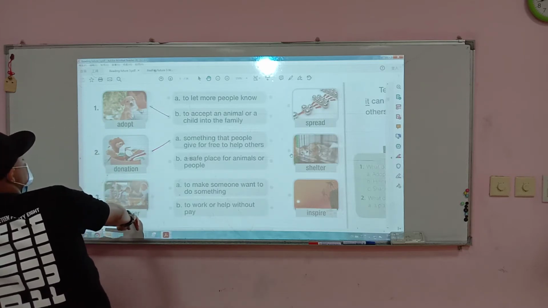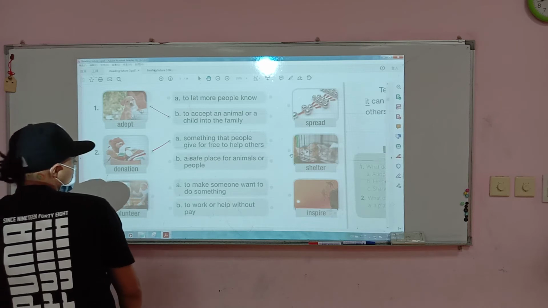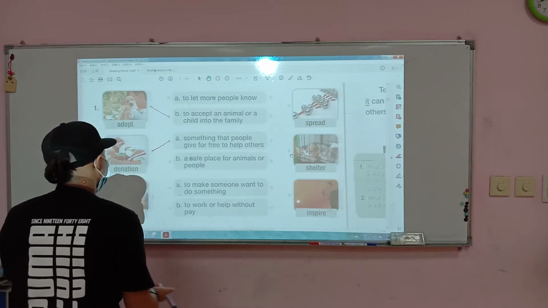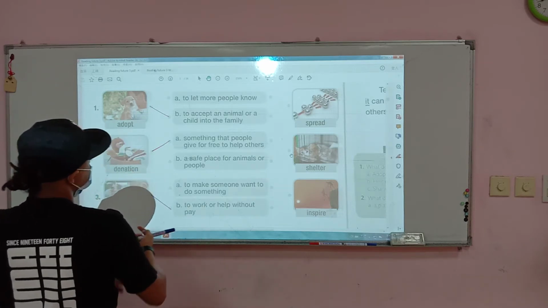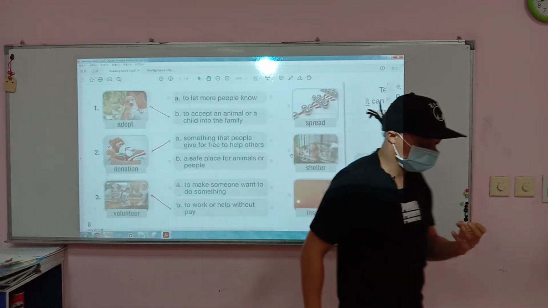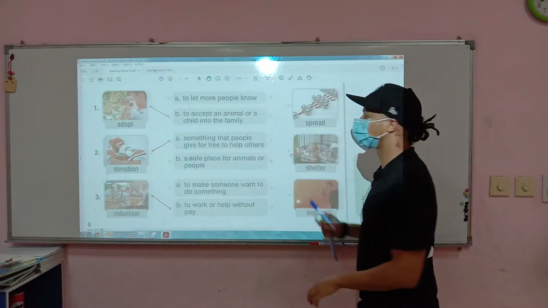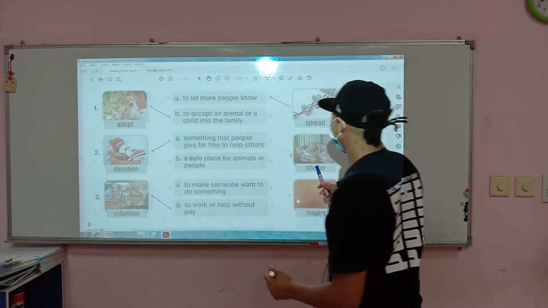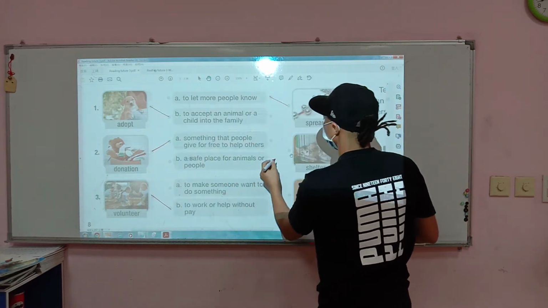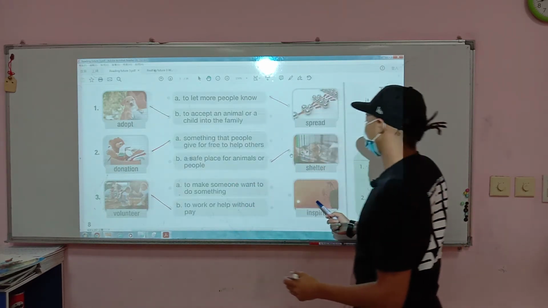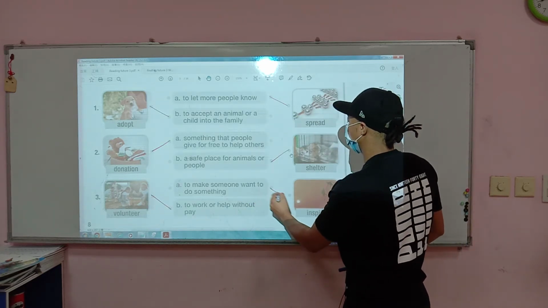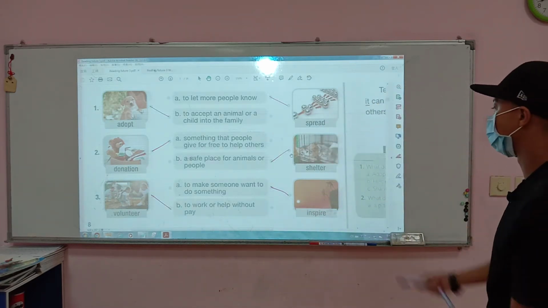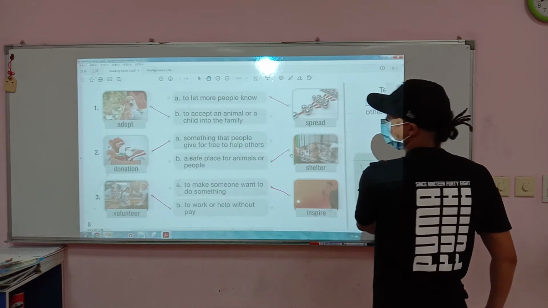Number 3, volunteer. It means to work or help without pay. Okay, you don't get paid to volunteer. No money. Spread. To let more people know. Shelter, a safe place for animals or people. Inspire, to make someone want to do something. Right, I'm sure you guys got all of this right. Let's move to the next part of the page, guys.